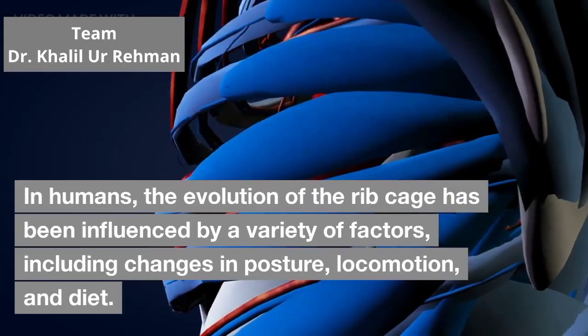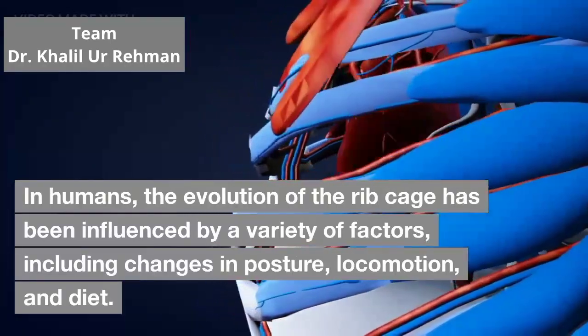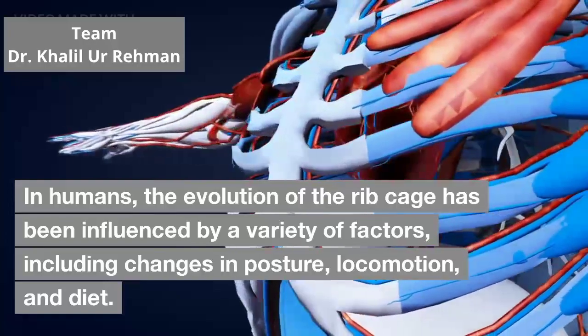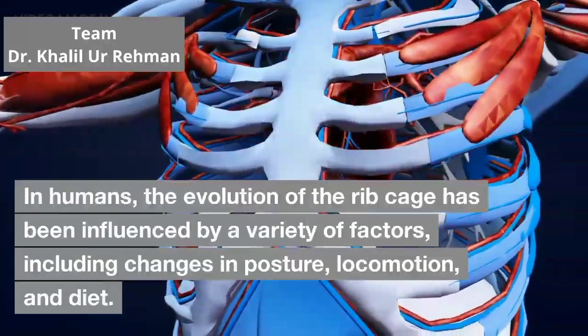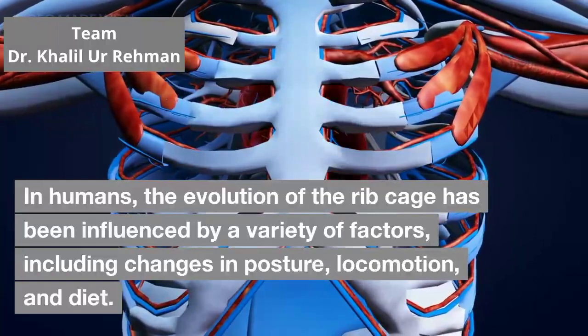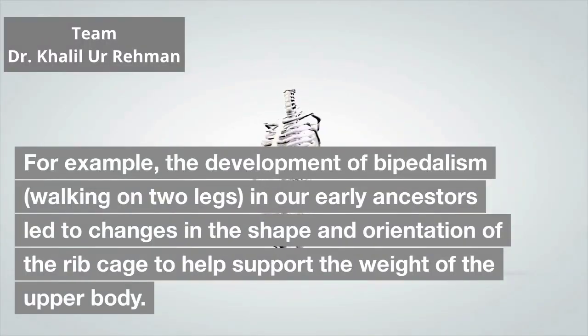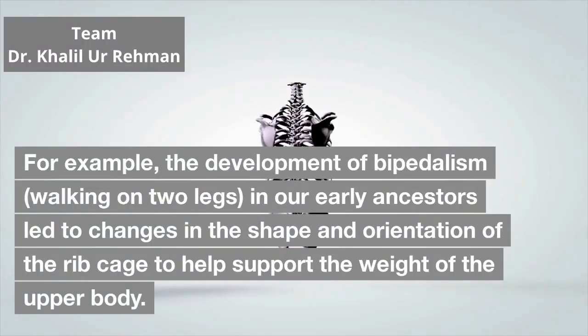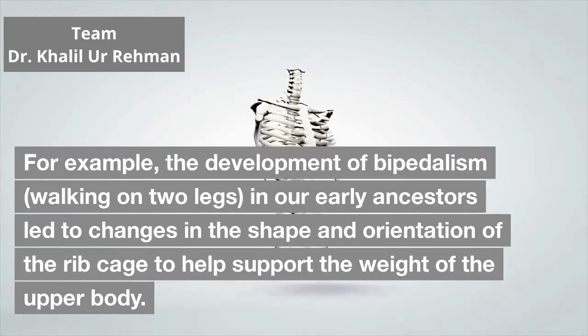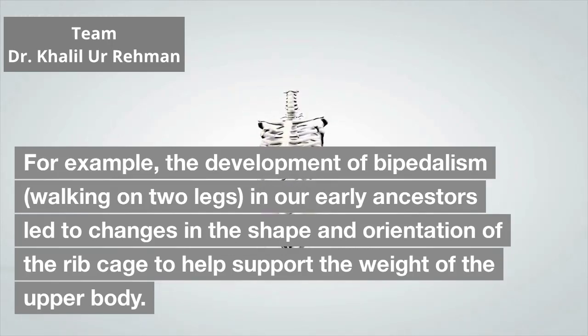In humans, the evolution of the rib cage has been influenced by a variety of factors, including changes in posture, locomotion, and diet. For example, the development of bipedalism, walking on 2 legs, in our early ancestors led to changes in the shape and orientation of the rib cage to help support the weight of the upper body.